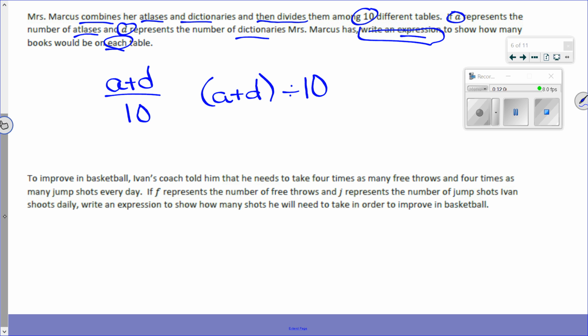Nope. So guys, I don't know if you heard Porter, he asked a really good question. He said, what if I did 10 divided by A plus D? Wouldn't that also work? No, there is no commutative property of division. So that's saying if she had 10 dictionaries and 10 encyclopedias, atlases, then it would have been 20 divided by 10. Each table would have 2. But if I did it opposite, then it would be 10 over 20. Each one would have half of a book.